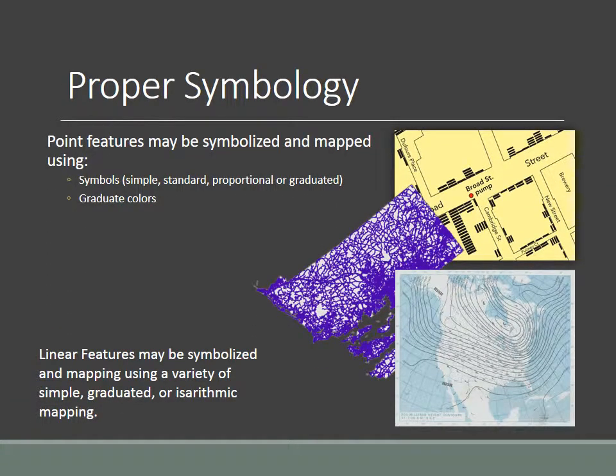Proper symbology is an important facet of good map design. Point features may be symbolized and mapped using point symbols or colors or a combination of both. Linear features may be symbolized and mapped using a variety of simple graduated mapping. Your selections can either make or break your map.